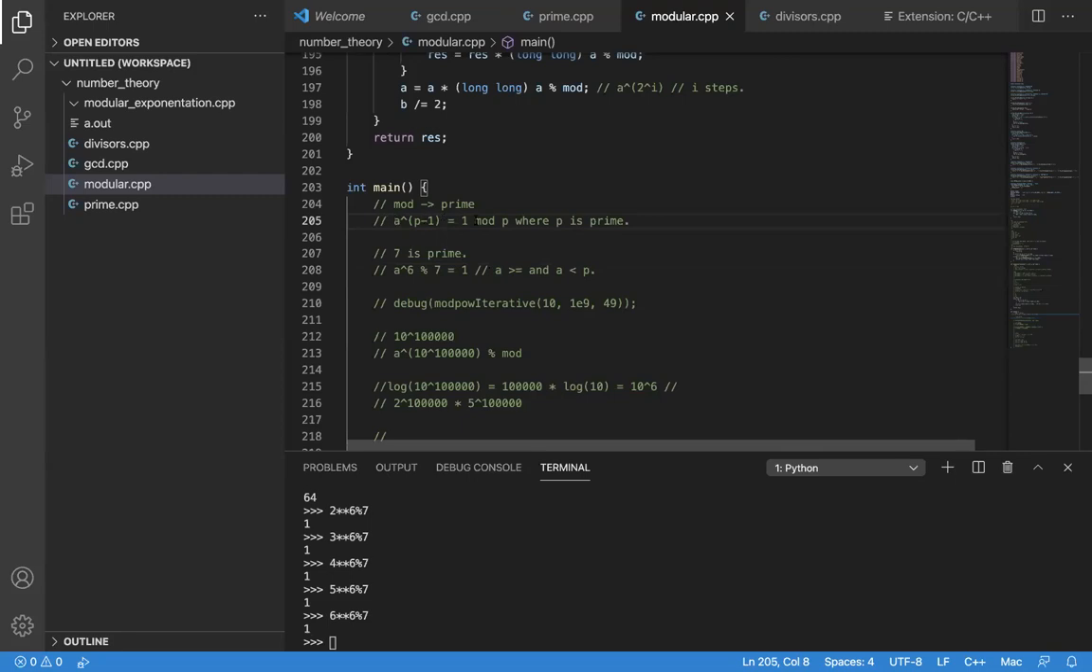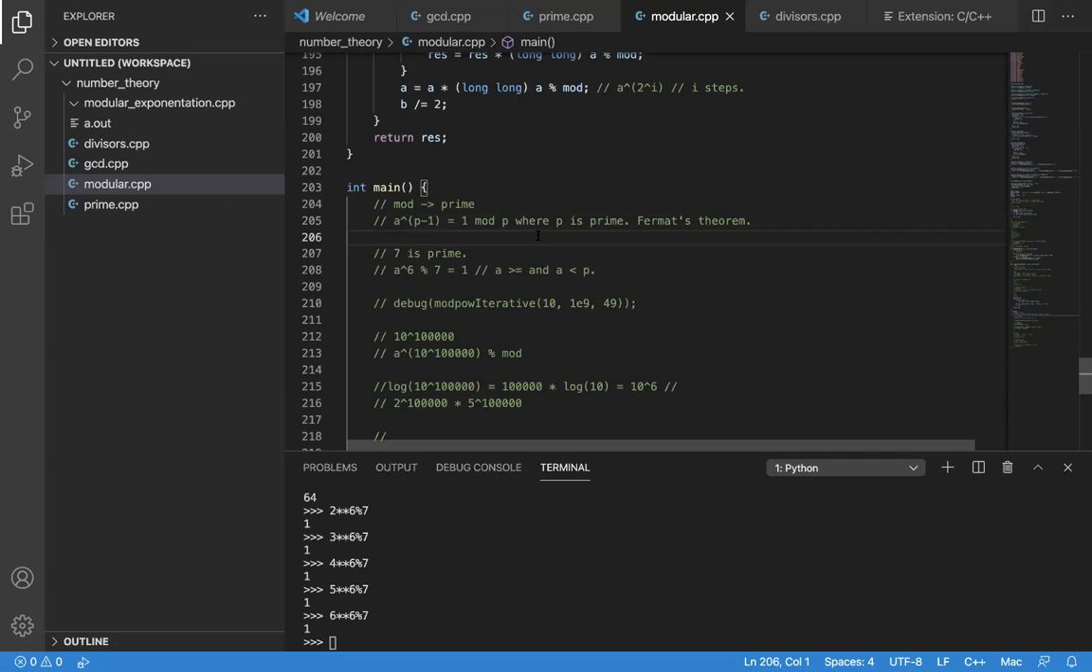A power p minus 1 is 1 mod p. It's called Fermat's theorem. This property, if you remember that for a prime number, you take any number and exponentiate it by p minus 1, it will come back to 1, and one more multiplication brings it back to itself.